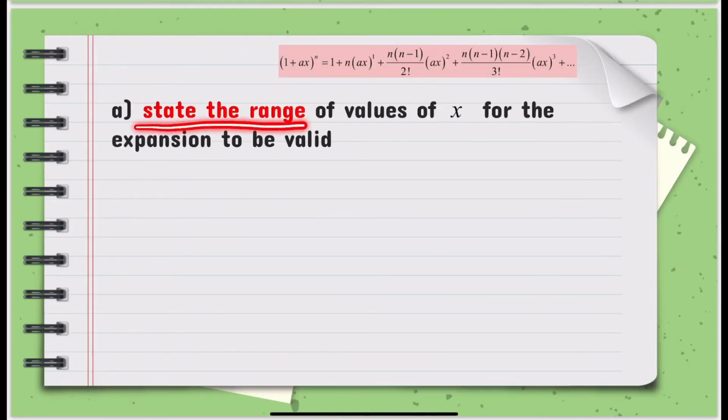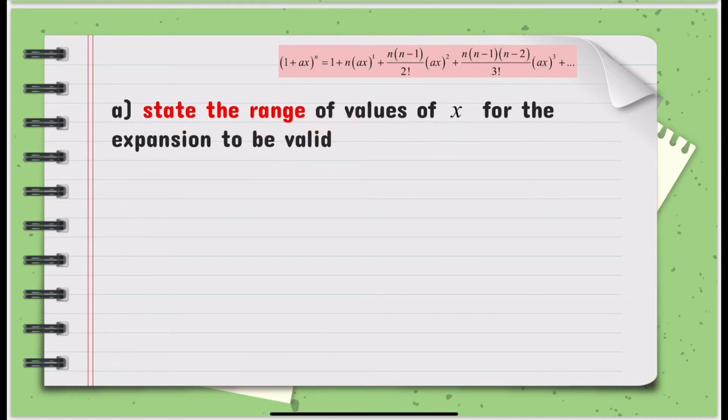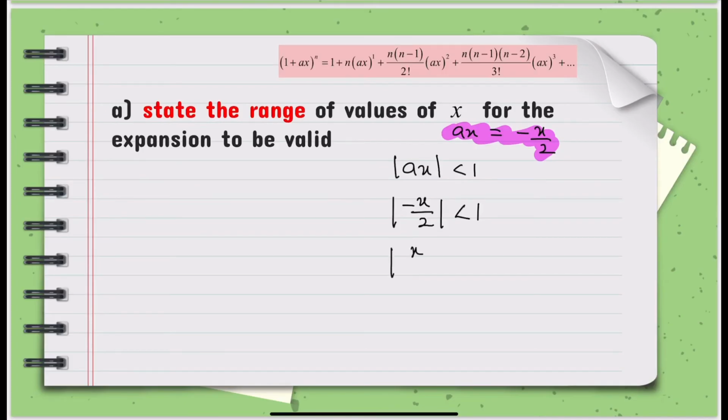Next, you need to state the range of values of x for the expansion to be valid. In general, the expansion is valid for absolute ax less than 1. In this question, our ax equals negative x over 2. Therefore, absolute of negative x over 2 is less than 1. Absolute of negative x over 2 also equals absolute of positive x over 2, less than 1. Therefore, x is between negative 2 and 2.